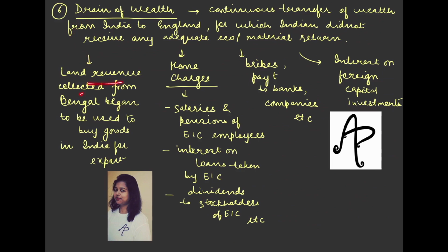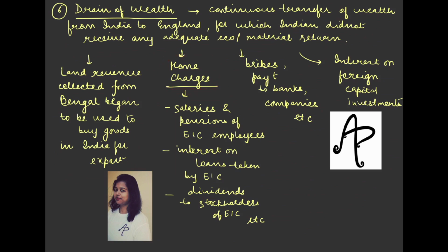First, the land revenue collected from Bengal began to be used to buy goods in India for export. The land revenue they collected from Bengal, mostly the eastern side, they used to buy goods in India itself for the export. So the Indians' money was used for the British profit. Then home charges. What are the home charges?